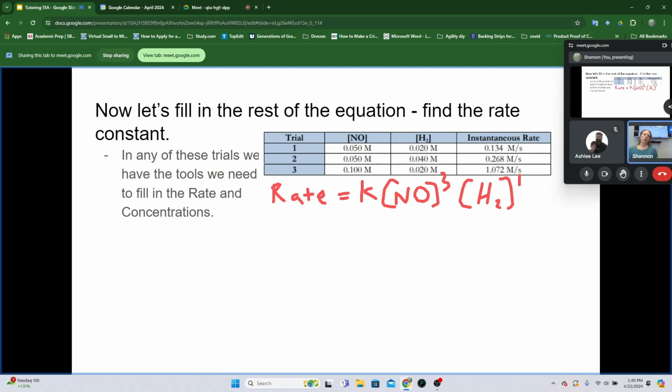Wait, I thought we don't put the 1. Yeah, you don't have to. I'm just writing it out for. Yeah. Okay. Yeah. Okay, you don't have to.